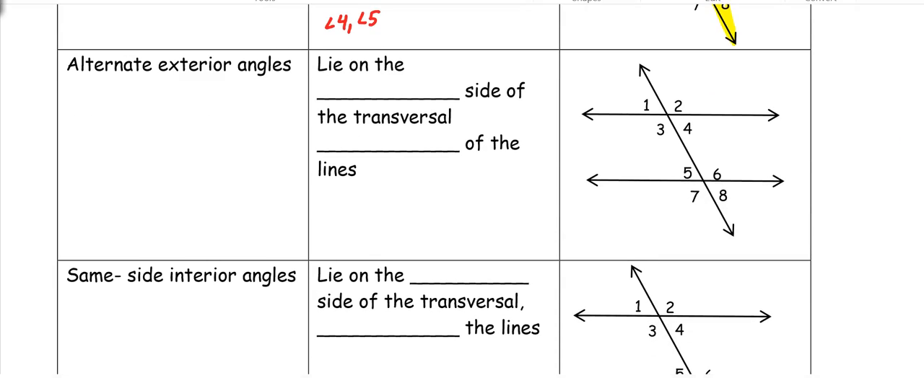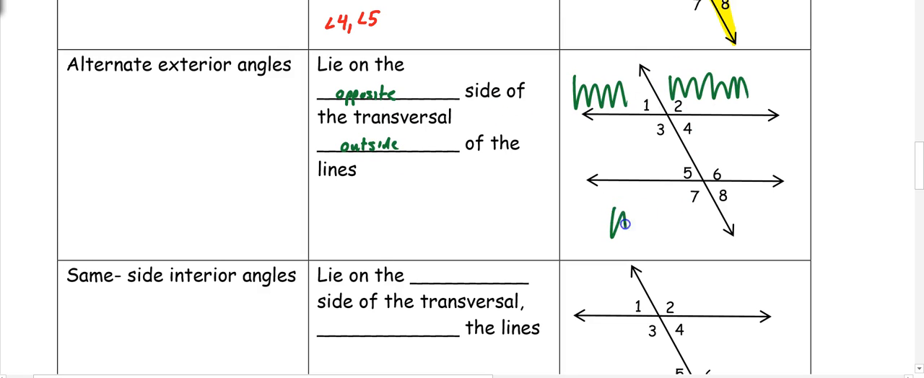Another type of angle then is the alternate exterior. So alternate exterior lay on the opposite side of the transversal again. This time though, they are outside the line. So our outside is above and below in this case. And we have our transversal intersecting both of those lines. So examples of an exterior angle would be angle 1 and angle 8, or angle 2 and angle 7.